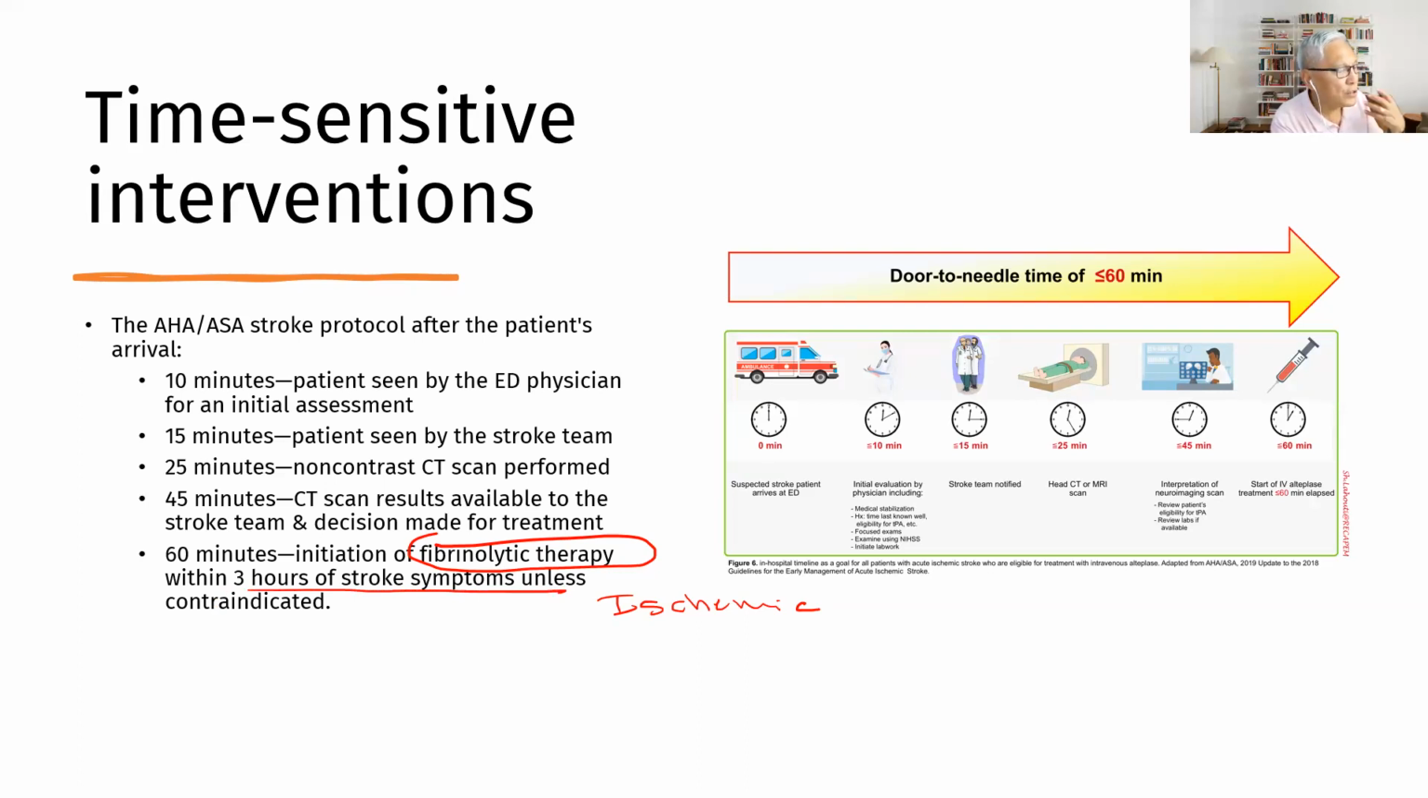So fibrinolytic therapy obviously is only going to be done in patients with ischemic stroke, not with hemorrhagic stroke, for obvious reasons. It is important that this therapy is given within 3 hours of the last time the patient has been found to be normal. So those are the general principles. Within 60 minutes, there has got to be a needle. That means treatment for this patient with a fibrinolytic agent in order to save the brain tissue. Okay? So these are the reasons why these are time-sensitive interventions.